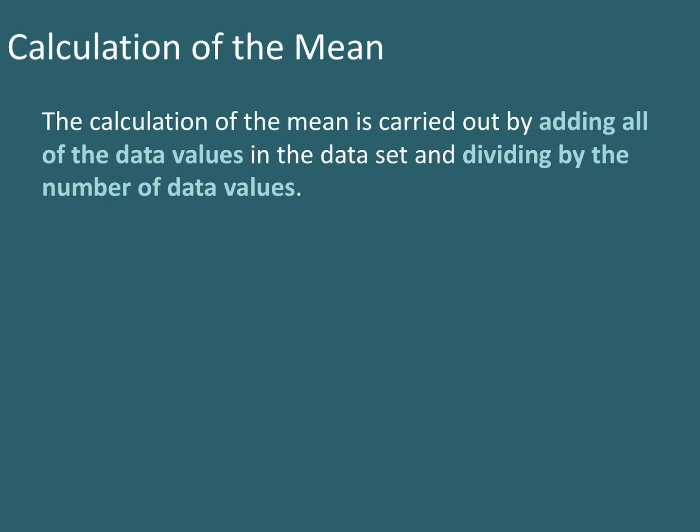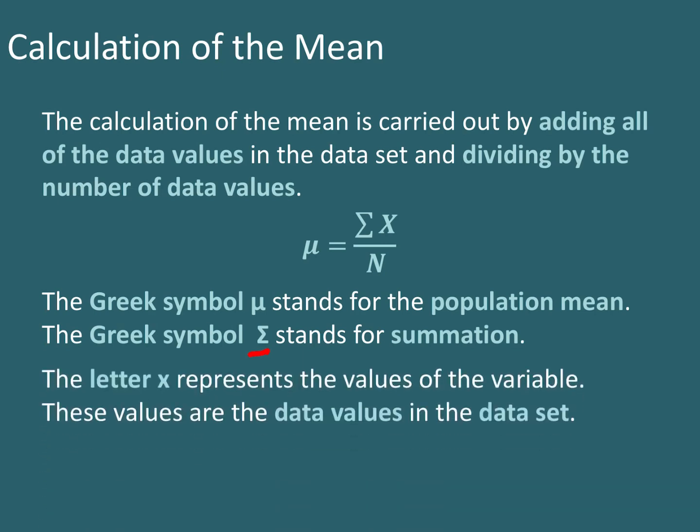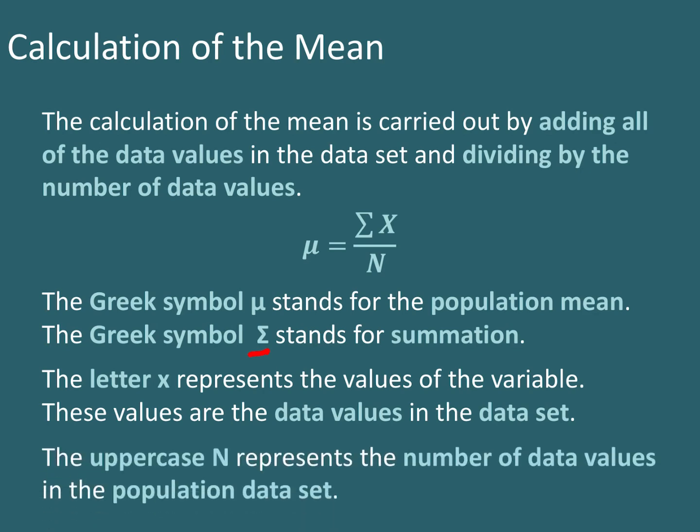The calculation of the mean is carried out by adding all of the data values in the data set and dividing by the number of data values as mentioned before. Here is the formula. The Greek symbol mu stands for the population mean. The Greek symbol sigma stands for summation, meaning adding all the values up. The letter X represents the values of the variable, and these values are the data values in the data set. The uppercase N represents the number of data values in the population data itself.